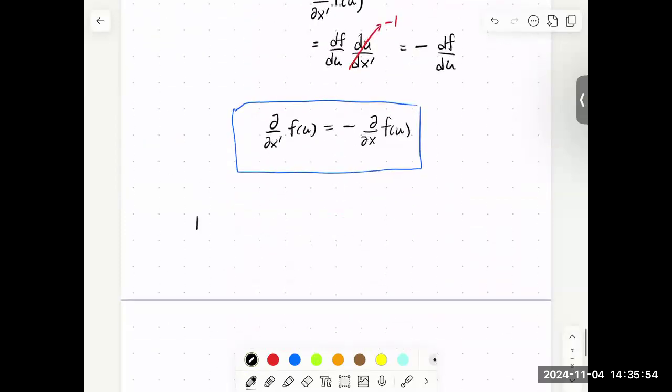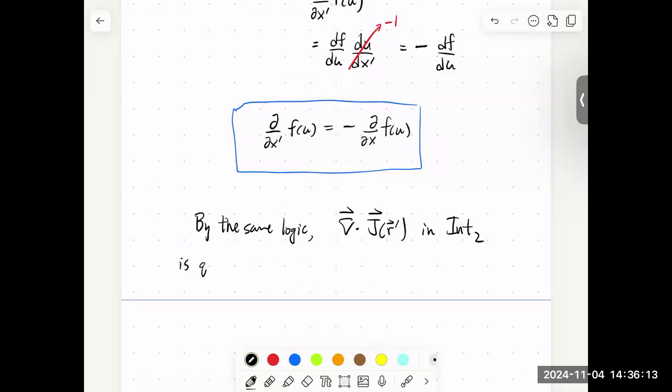So by the same logic, the thing that we have to evaluate in integral 2 is equivalent to minus the del derivative with respect to the prime coordinates.